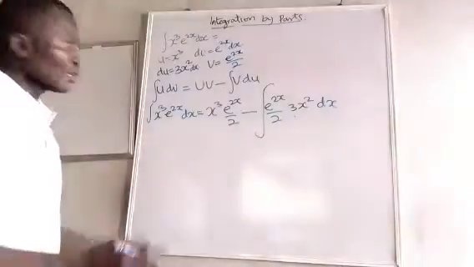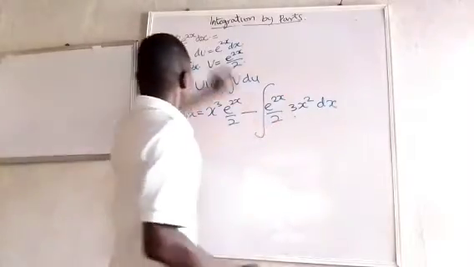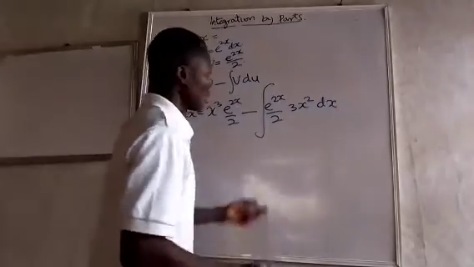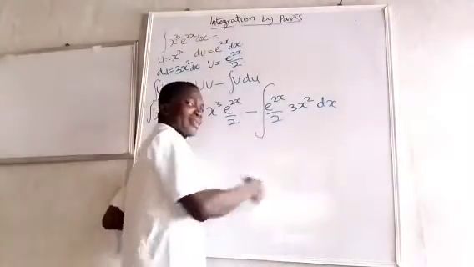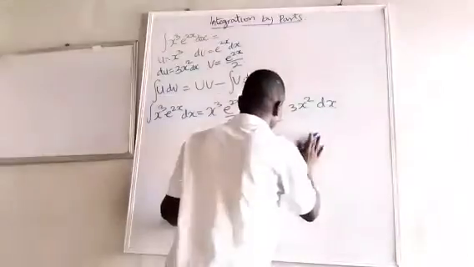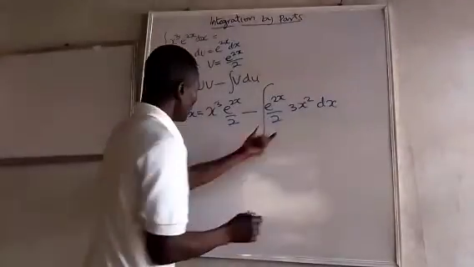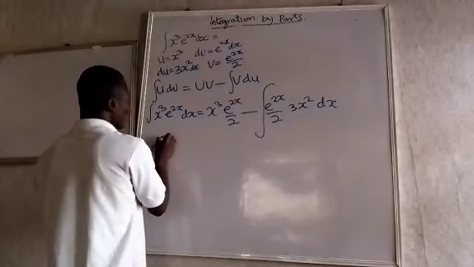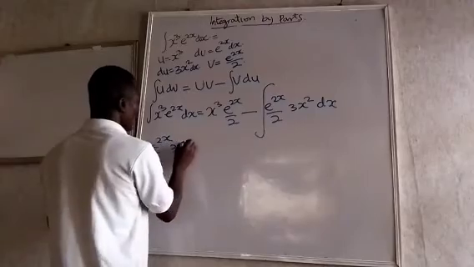You can see, we are still back at something similar to this, which means that we have to integrate this part by parts again. That is, we have to integrate this portion again by parts. So let's leave this part and work on this part again: e raised to power 2x, 3x squared.